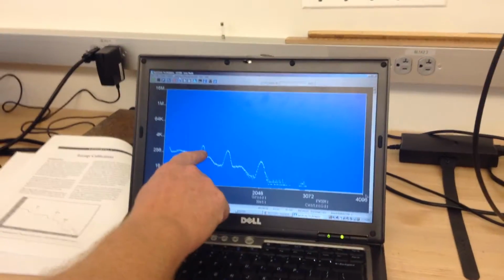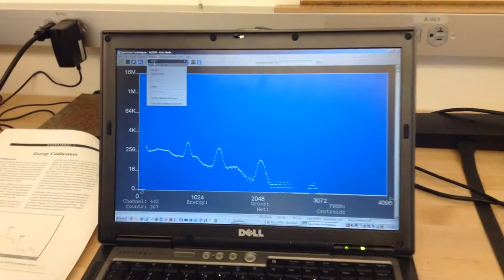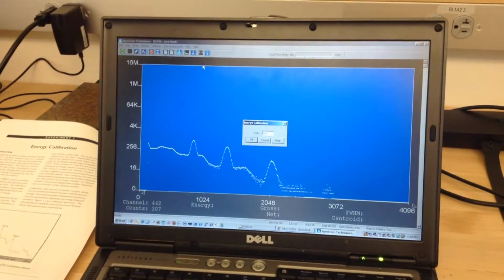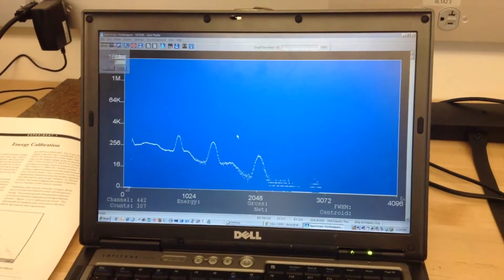We're gonna do a calibration. We've got three known points, so this is how we calibrate. We do energy calibrate, 3 point, no problem. The units are keV, okay, fine by me.